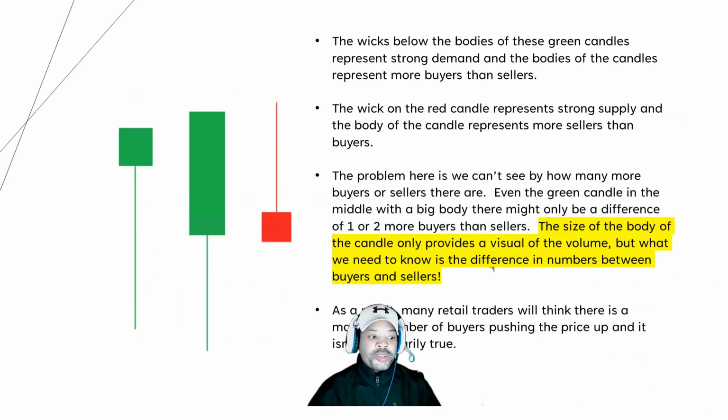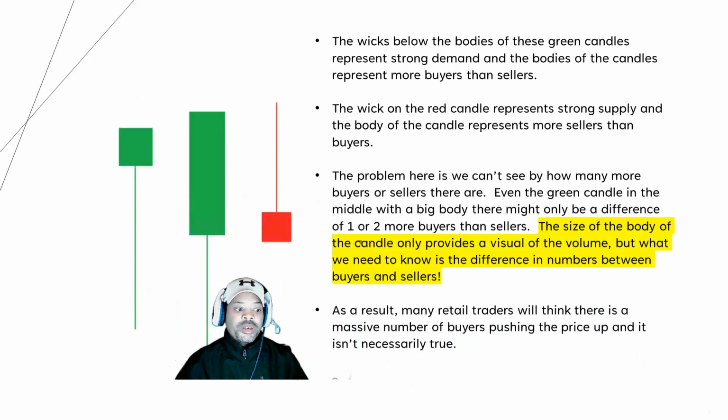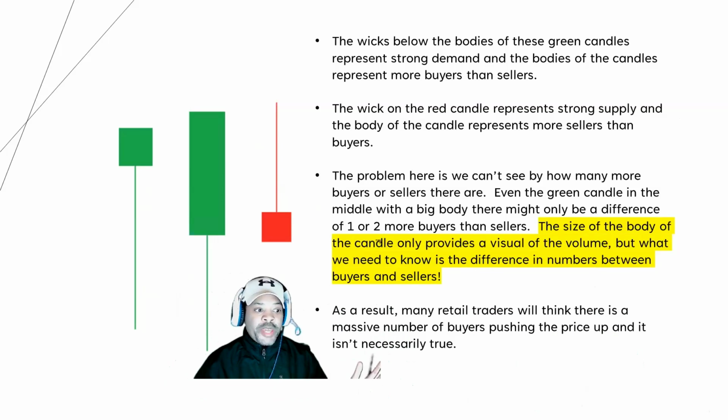And here's another example where you have candles with big bodies. So the wicks below the bodies of these green candles represent strong demand, and the bodies of the candles represent more buyers than sellers. The wick on the red candle represents strong supply, and the body of the candle represents more sellers than buyers. The problem here is we can't see by how many more buyers or sellers there are.